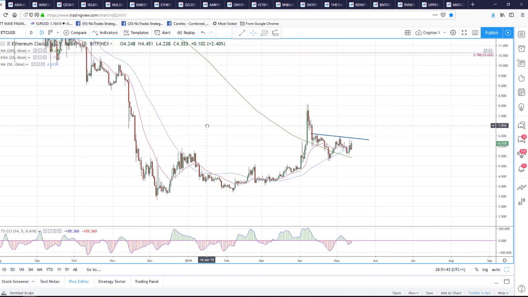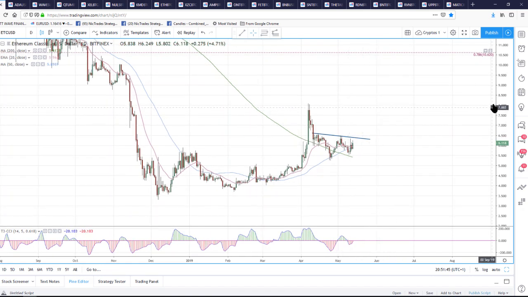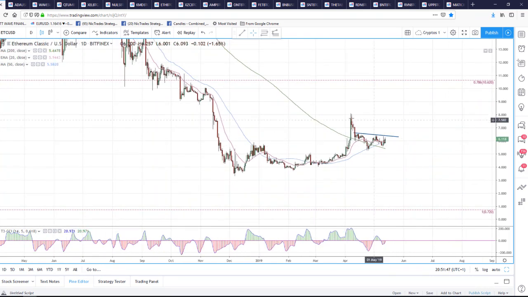So this is where I see Ethereum Classic. In dollar terms, you're fine. Everything's, you know, you're not losing money, but you would be making more money in Bitcoin at the moment until this reverses. No reversal yet.